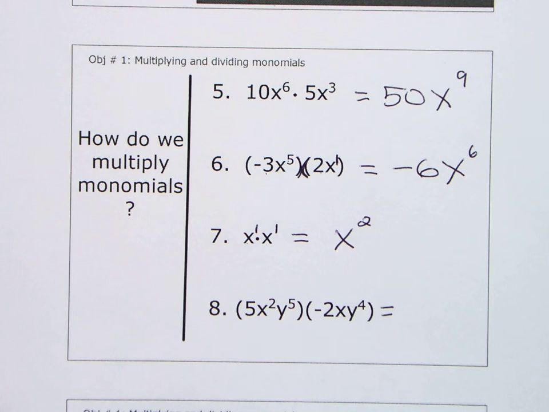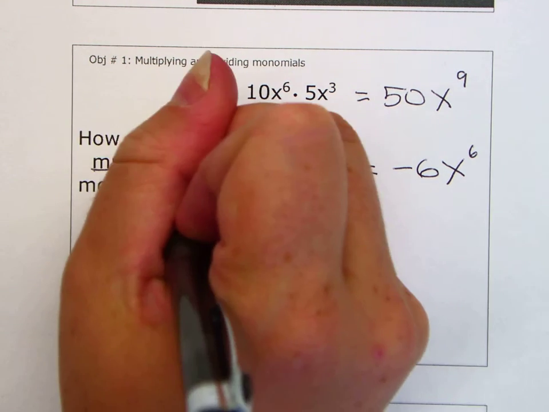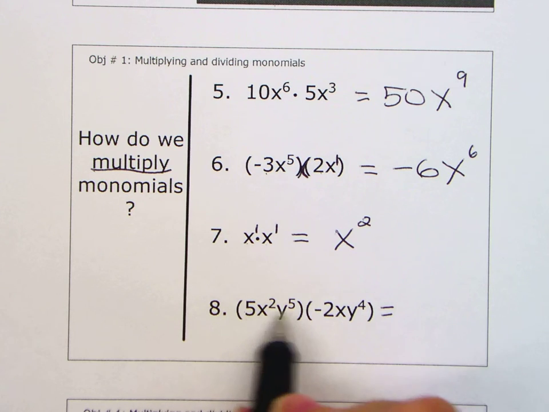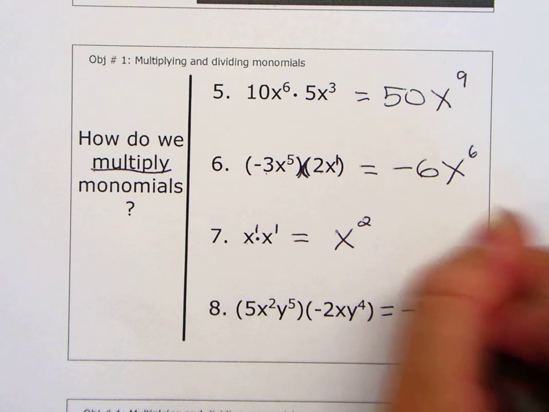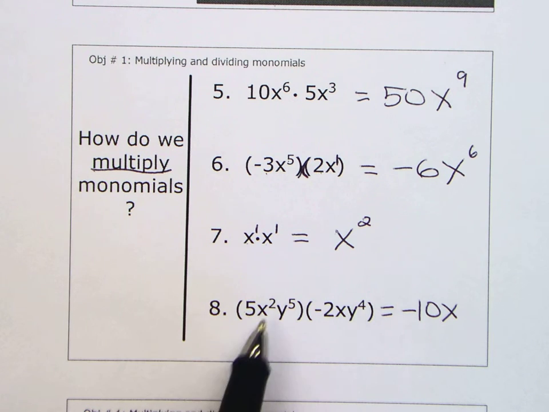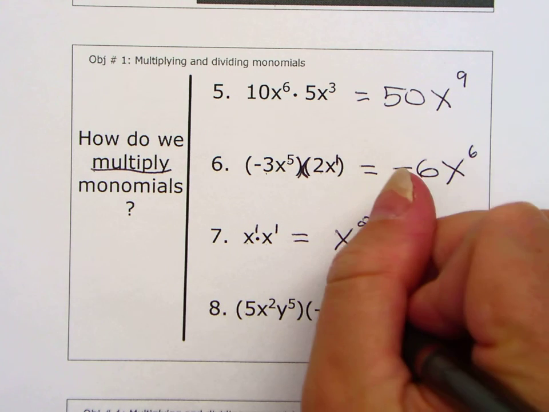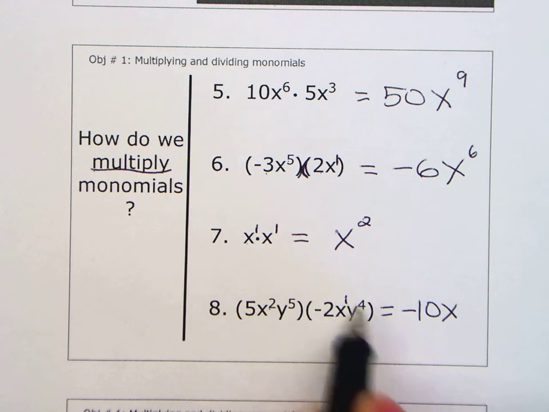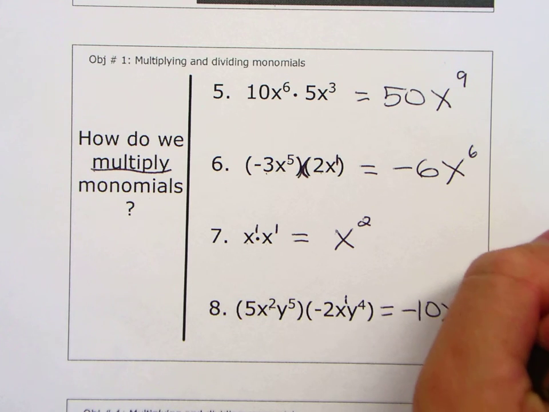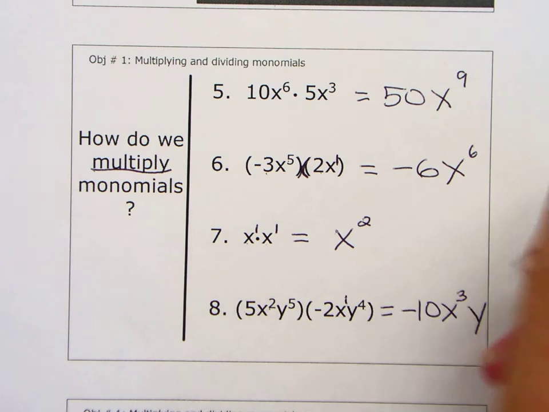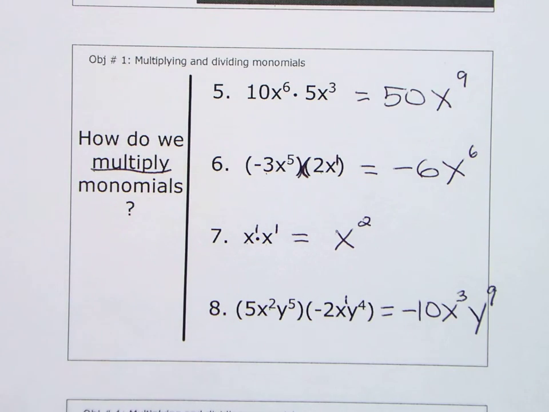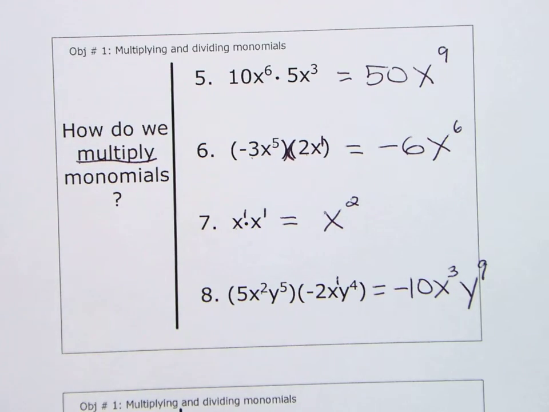All right, the last one, a little bit more challenging. Again, we're multiplying. When parentheses touch, it's multiplication. The coefficients, 5 and negative 2, we are multiplying. We are multiplying monomials. 5 times negative 2 is negative 10. X, we have 2 and a nothing. Remember, a nothing's a 1. 2 and 1 is 3. Y, 5 and 4 is 9. Okay? All right. Moving on.